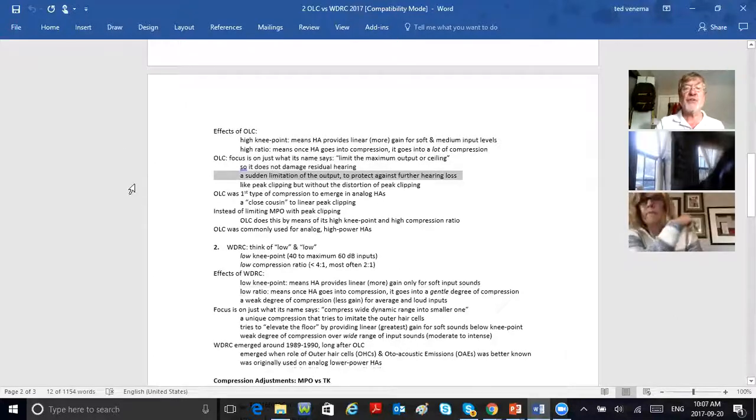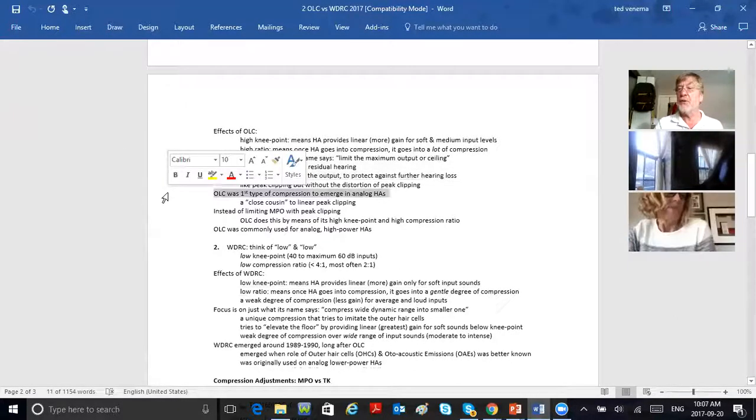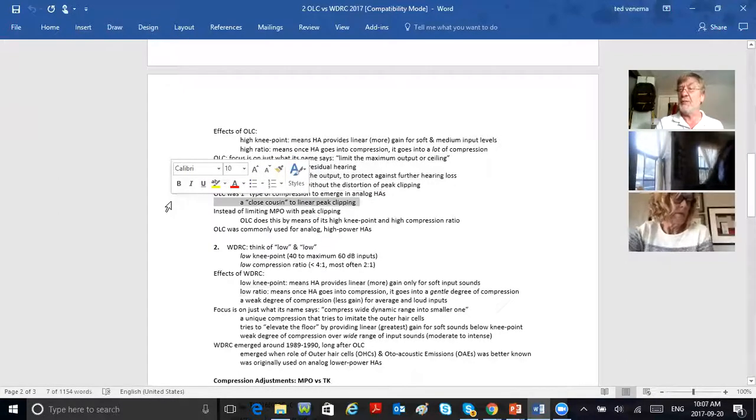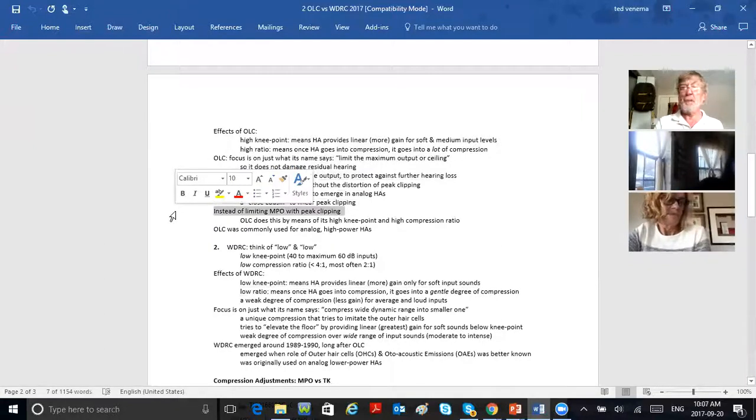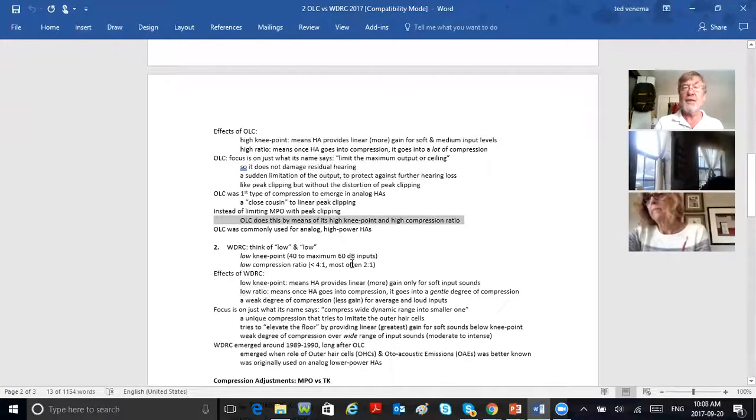Output limiting was the first type of compression to emerge in analog hearing aids. It's a close cousin to linear peak clipping. You'd think I wrote these notes. Weird. So instead of limiting the MPO with peak clipping, you're limiting it with a high knee point and a high compression ratio. Less distortion. Commonly used for high power hearing aids.